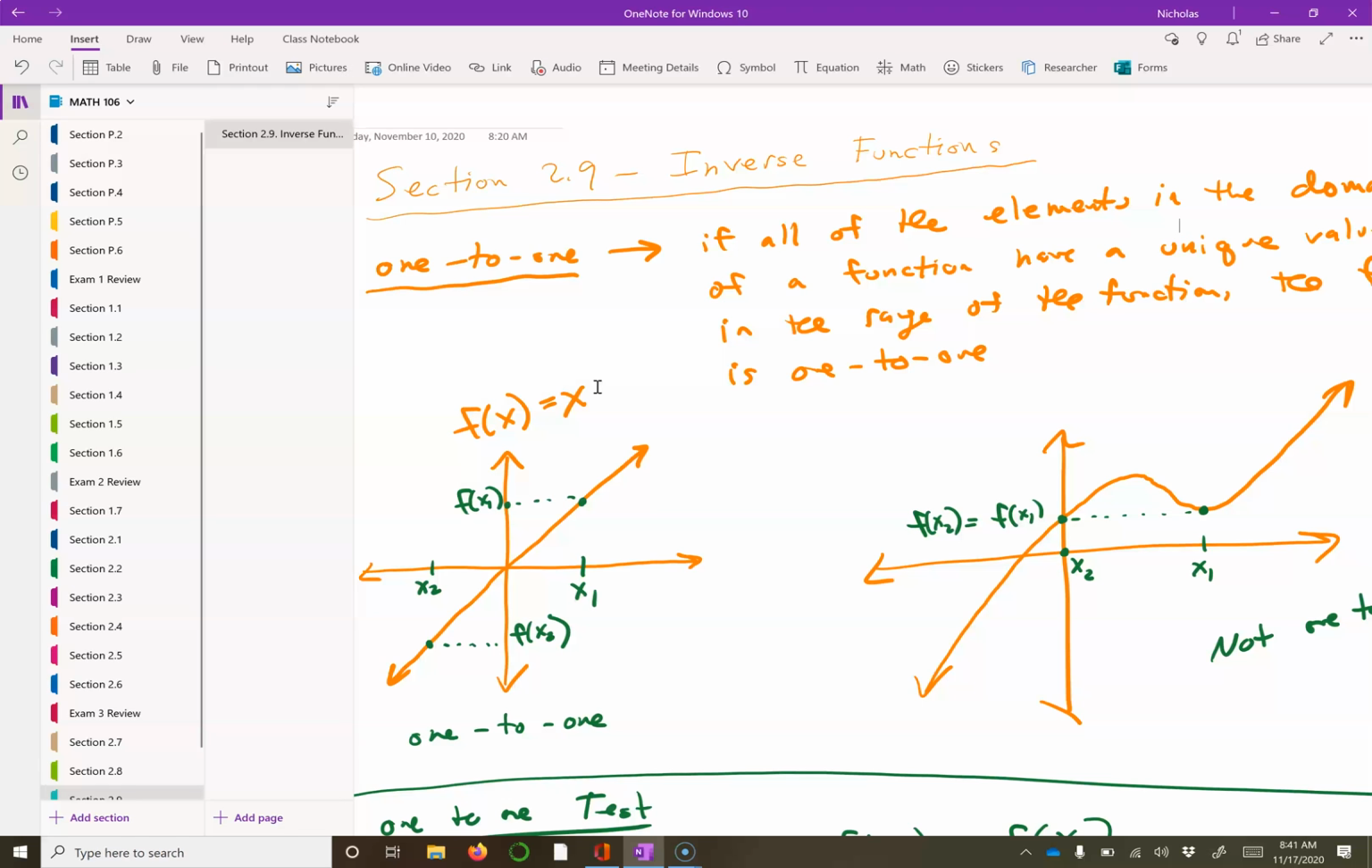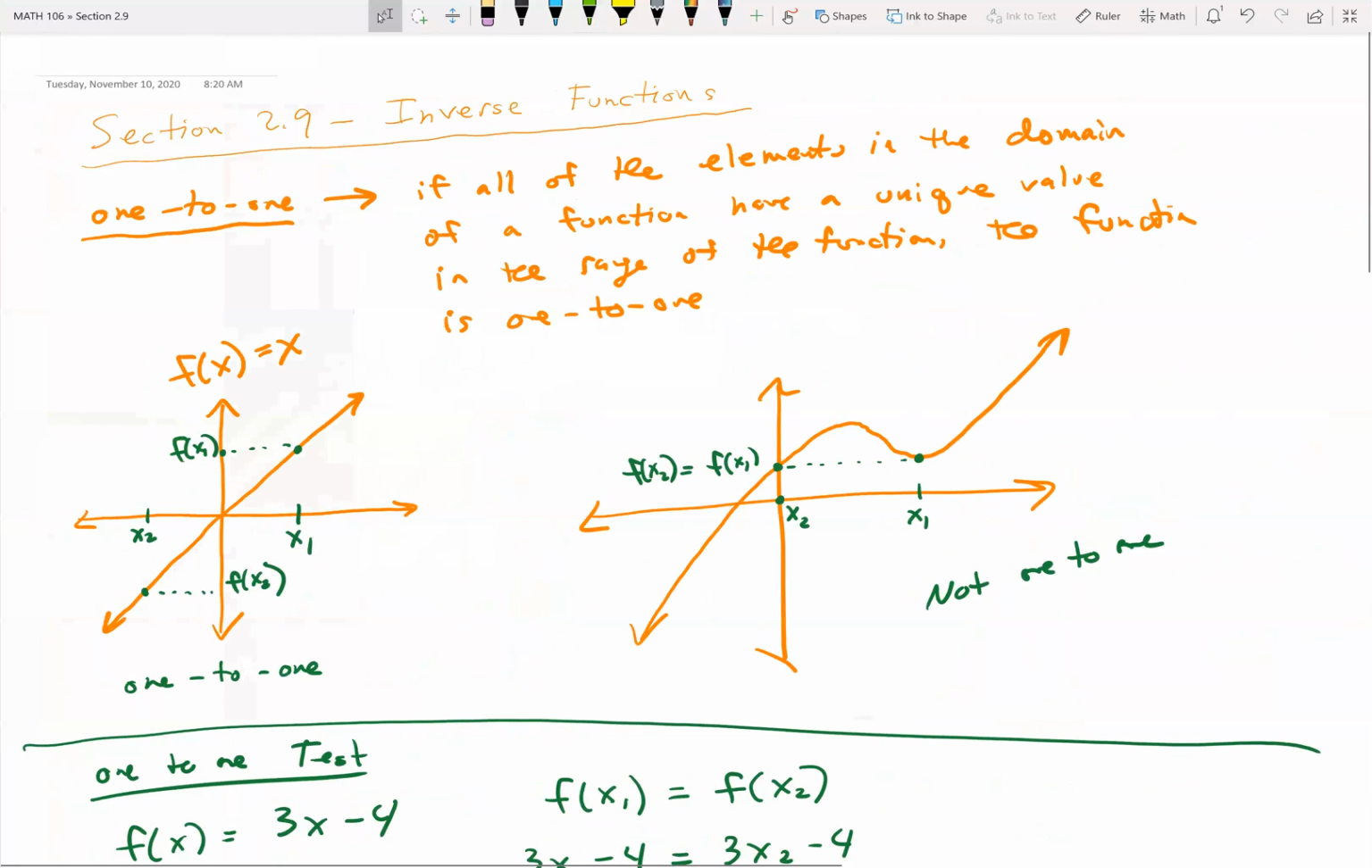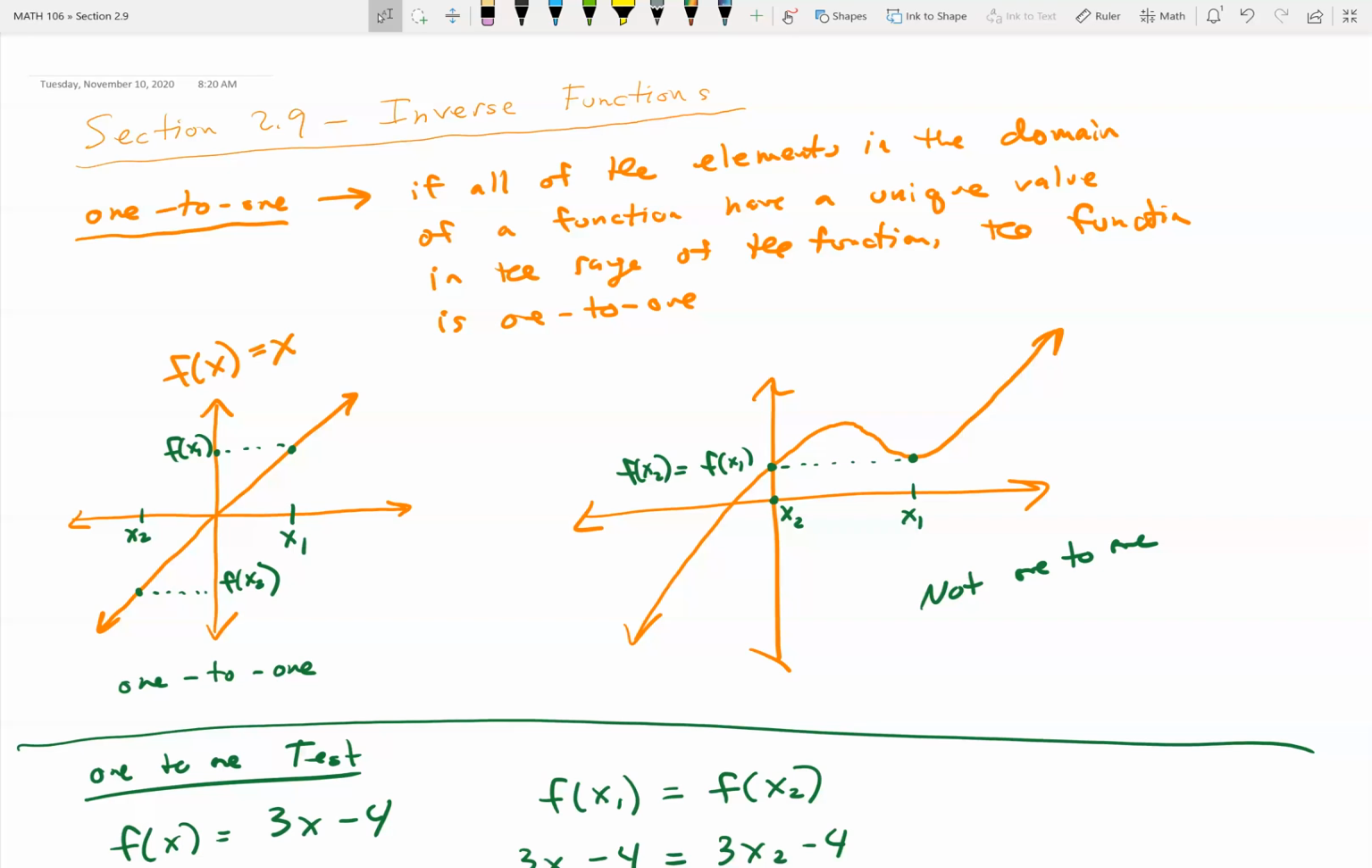So I'm just going to start by going over section 2.9 again to make sure everyone's aware of what a one-to-one function means, because otherwise it could be confusing. So what does it mean if a function is one-to-one? So here's the definition I gave. If all of the elements in the domain, so this means all of the x values, if all of those x values produce a unique y value, then we say that function is one-to-one.